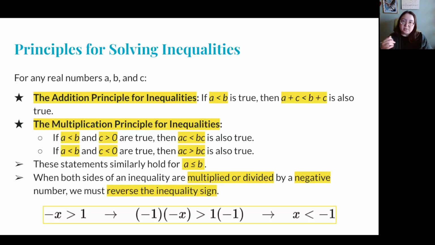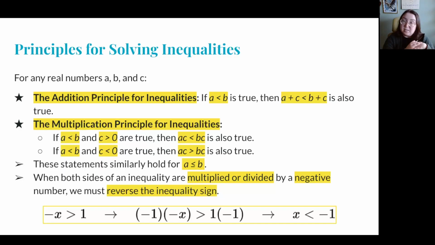So principles for solving inequalities. For any real numbers a, b, and c, we have two principles that we can use in order to solve inequalities. Now, for all intents and purposes, inequalities are solved almost the exact same way as equations. We'll do a lot of the same things where we can add or subtract numbers to both sides and multiply or divide numbers on both sides. There's just one very small specific thing that is different that we have to keep in mind.